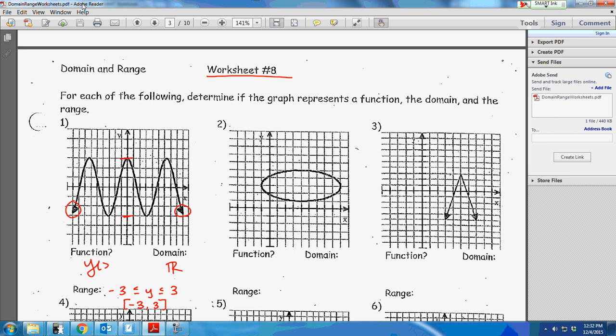All right, on number 2, is this a function? No. What's the domain? -1 to 9. Again, make sure you're using an x for domain. You could still use set notation if you want to. What about range? 1 to 5.